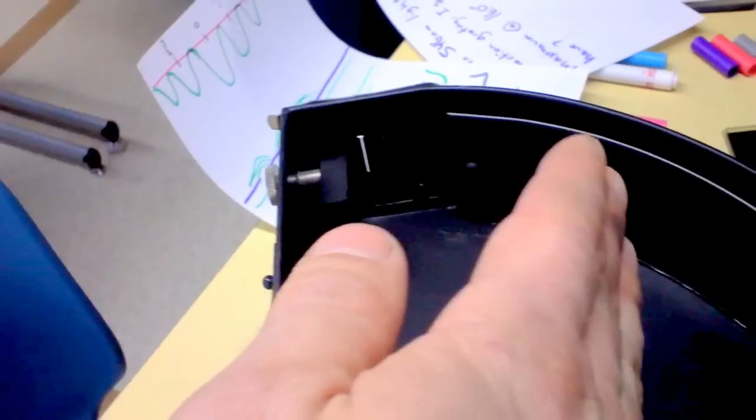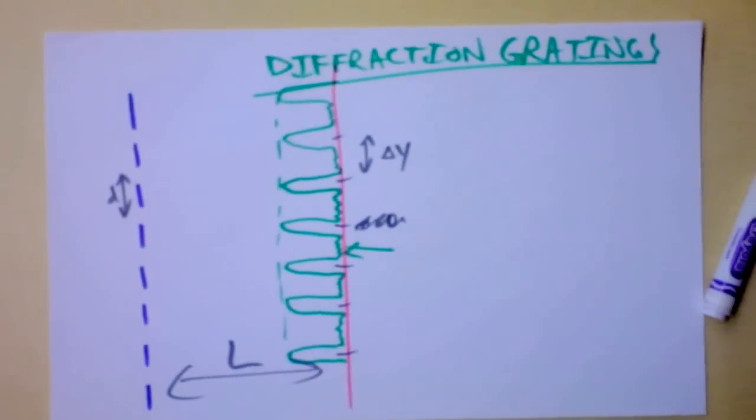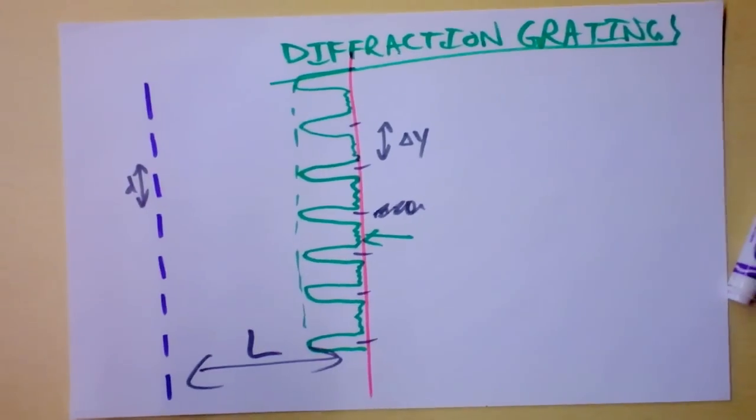All right, so what we're doing here is we're actually finding the wavelength of the light based on how much it is diffracted from our diffraction grating. What fun. Let's set up this camera again and see if we can do a little bit more physics.